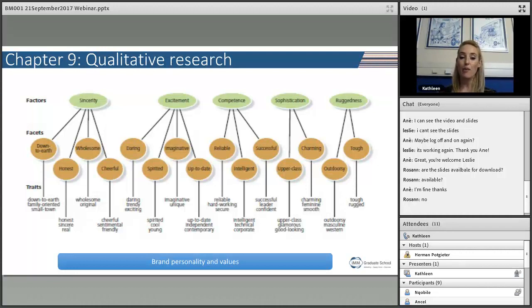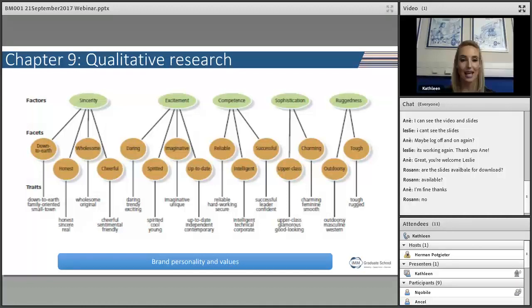And then we have brand personalities and values. This technique is discussed over pages 333 to page 335 in your textbook. Basically, under this approach, you ask your respondent or your customer to describe your brand based on 5 different factors of personality. And there's a few different options underneath each factor.